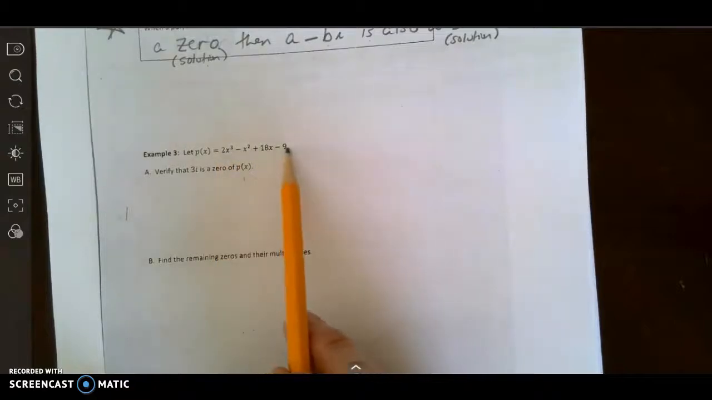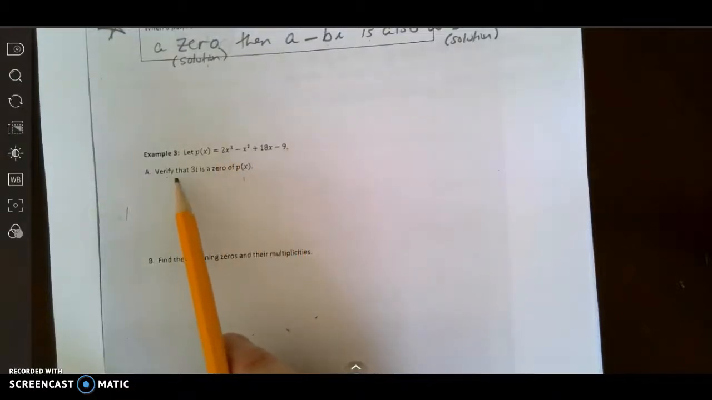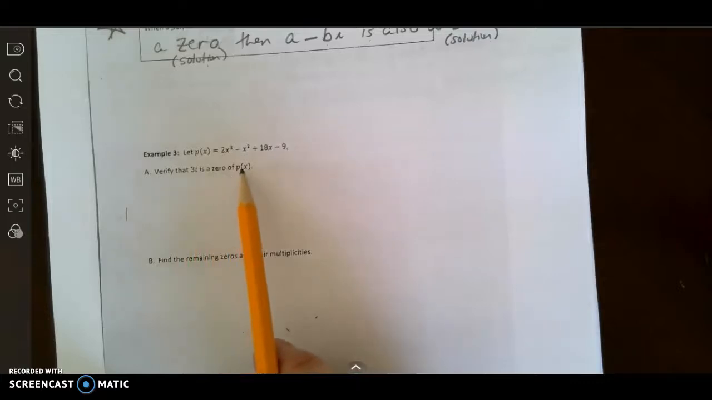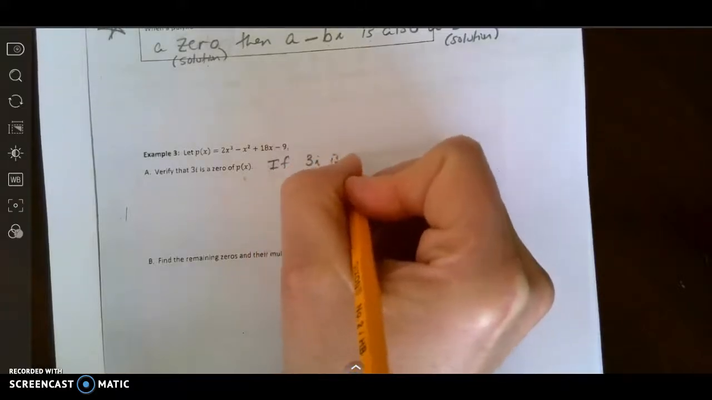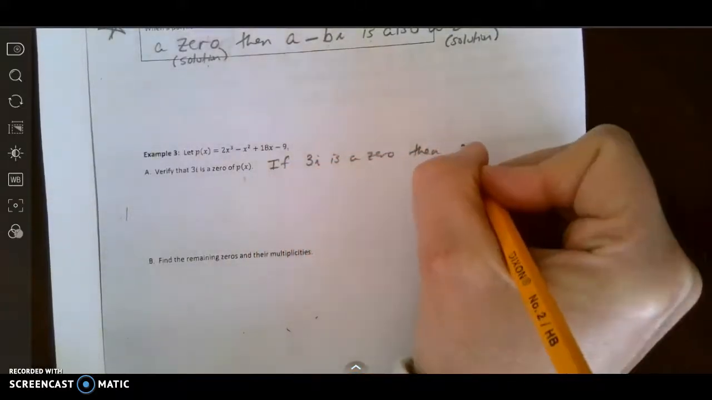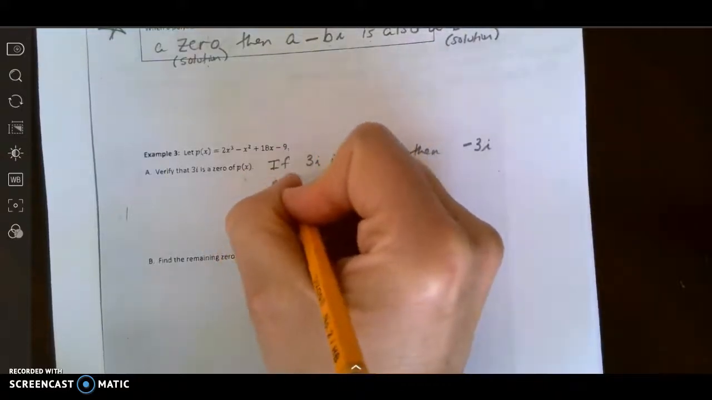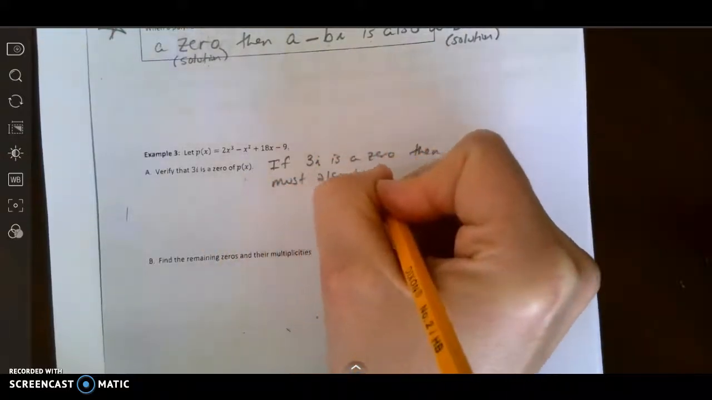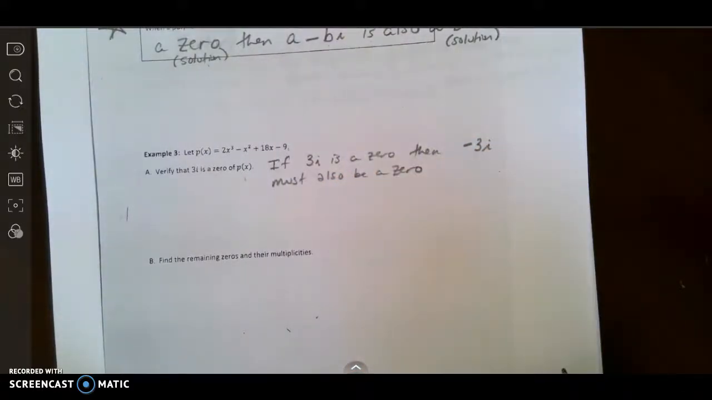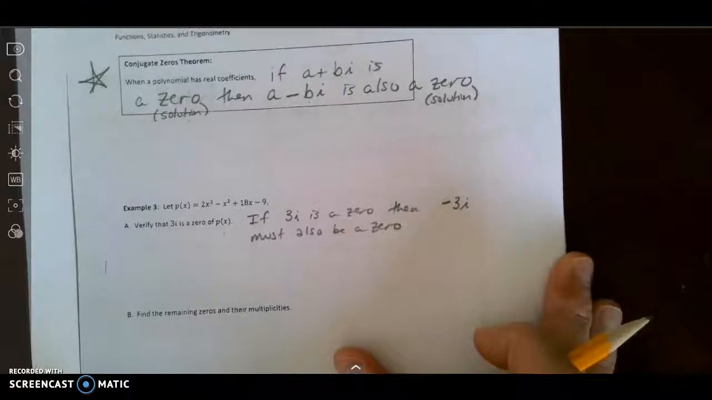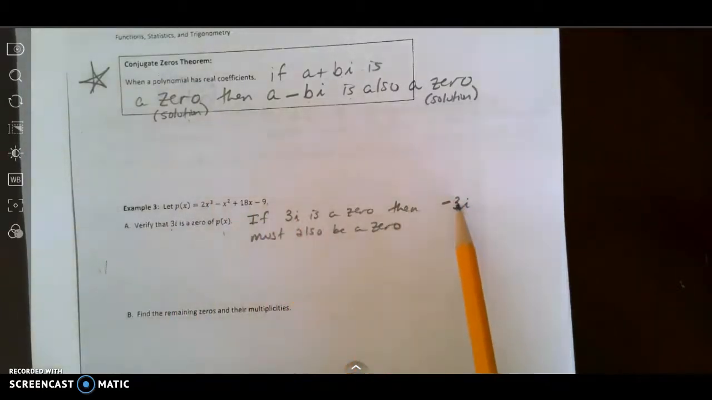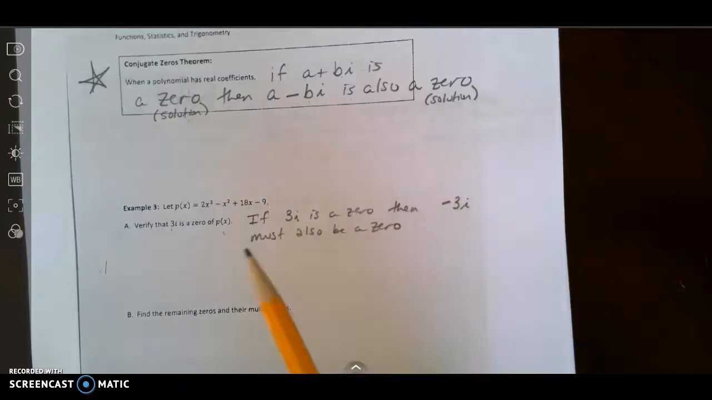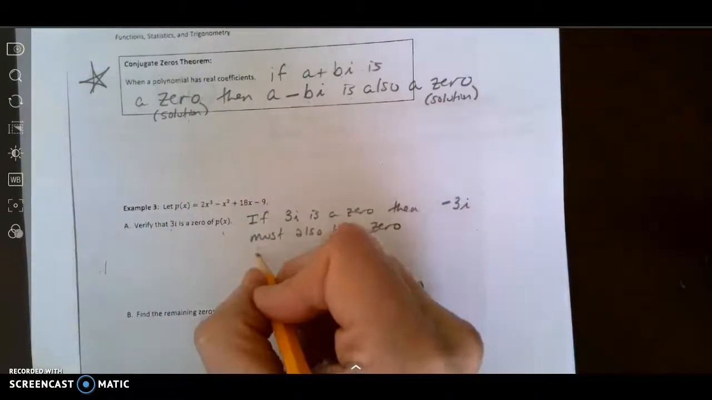We're given this polynomial, and we're asked to verify that 3i is a 0 of this polynomial. Well, if 3i is a 0, then negative 3i must also be a 0, according to our conjugate theorem, because this is 0 plus 3i, so the other one would be 0 minus 3i. Which means if 3i is a 0, negative 3i is a 0. If we know zeros, then we automatically know factors.